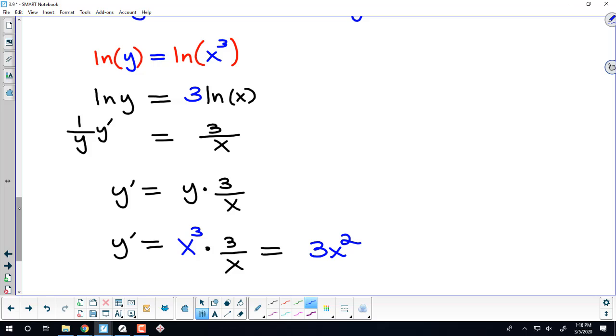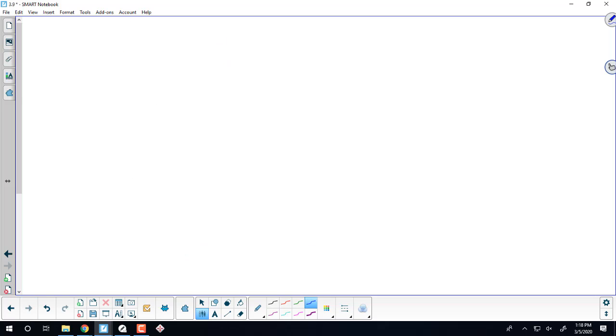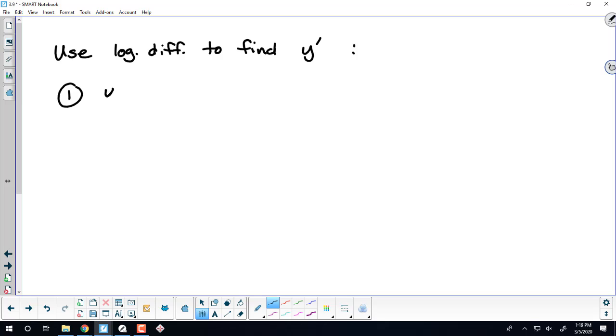So then we're going to look at a couple more complicated ones, or I guess a little more involved. So use logarithmic differentiation to find y prime. Example 1, we'll start off with y equals (x plus 1) squared divided by x minus 2.